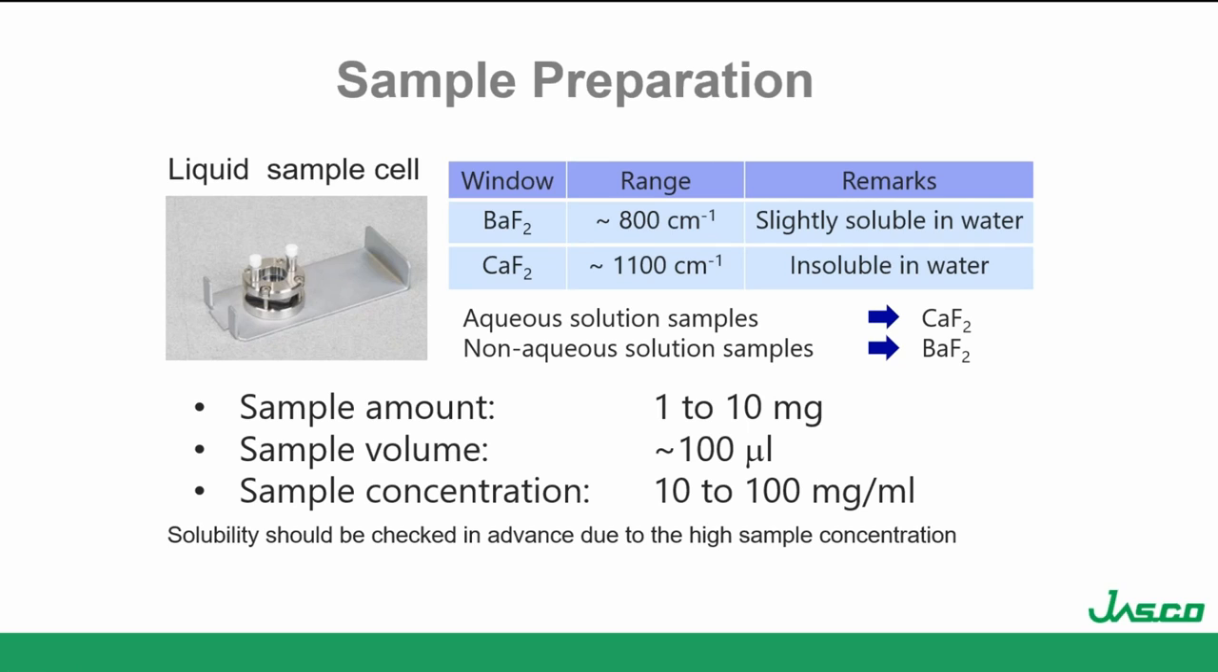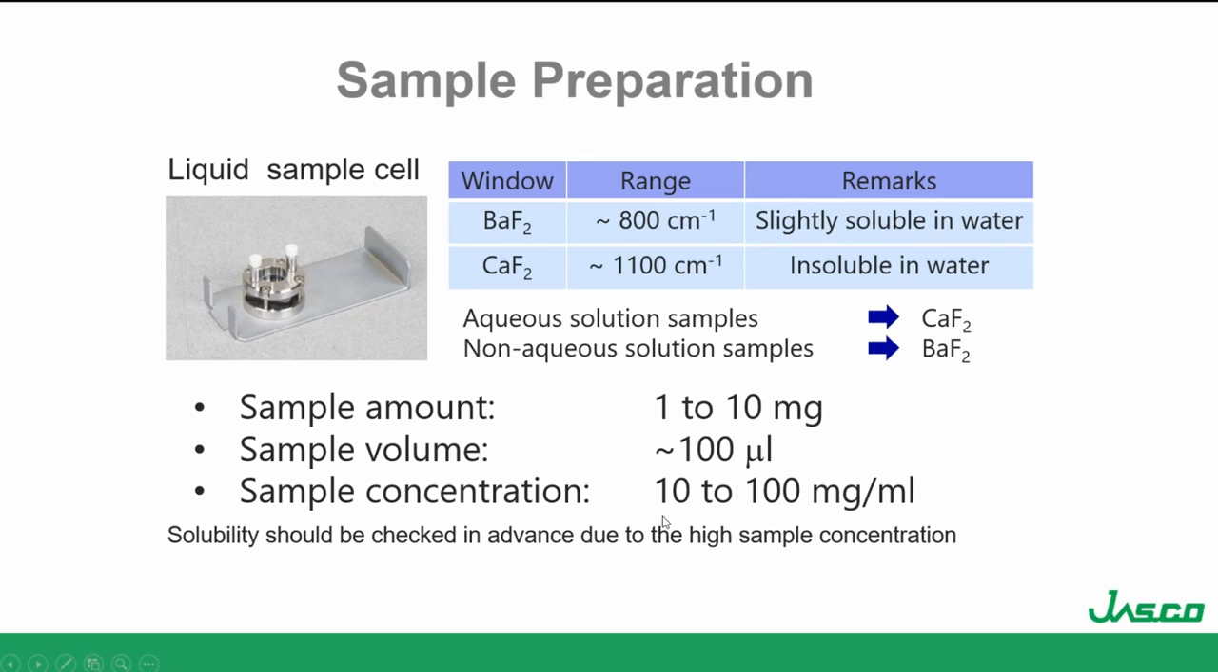The other parameter that you should keep in mind is the sample amount. As I said, the concentration is around 10 to 100 milligrams per milliliter. So keep in mind that you are going to use a larger amount of sample if you compare the measurement with CD. Also, the volume that you can use for this type of cell is around 100 microliters.